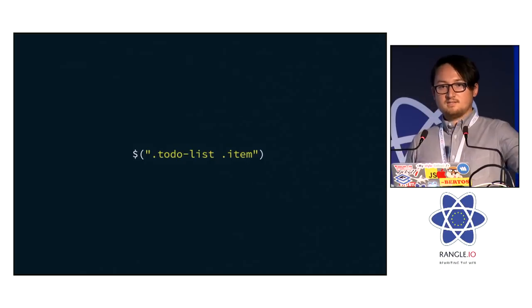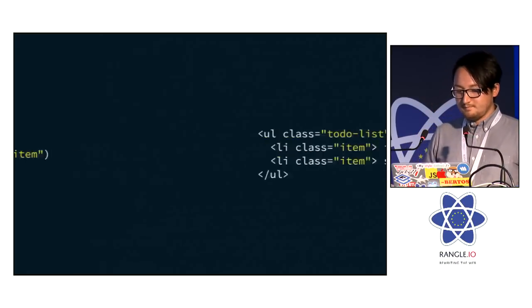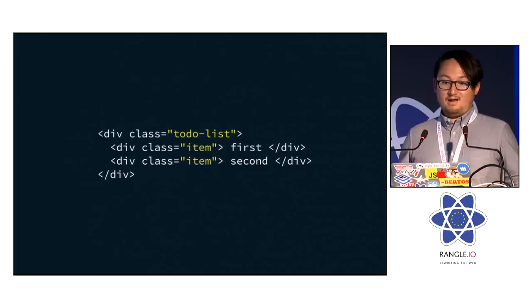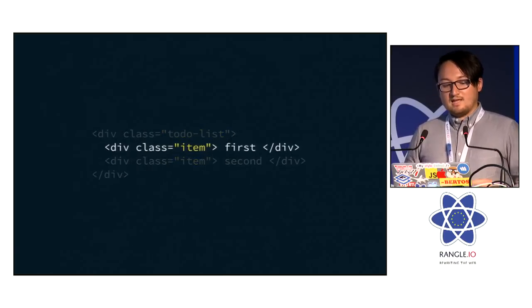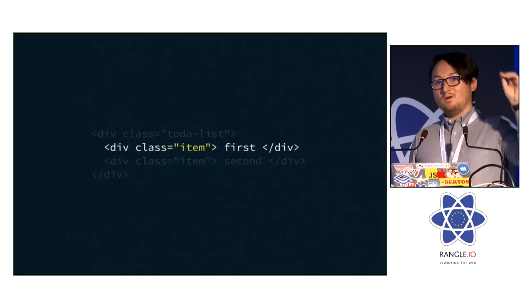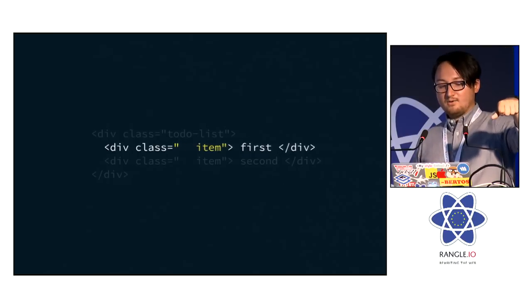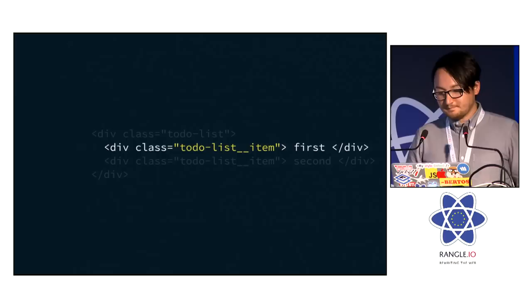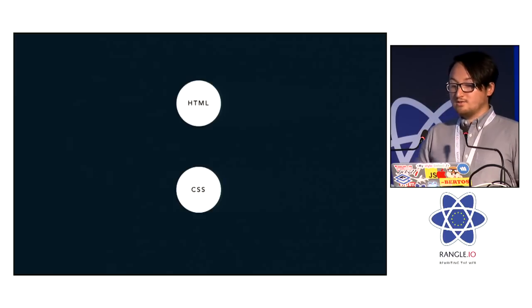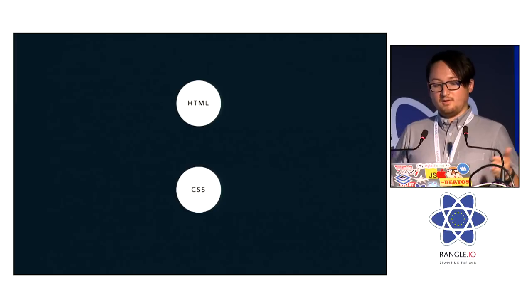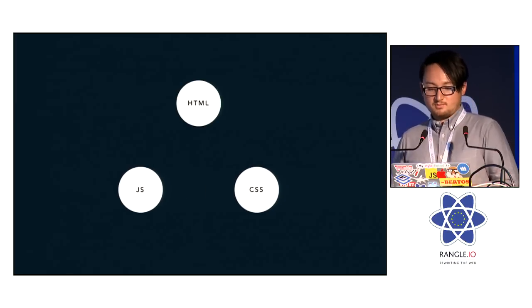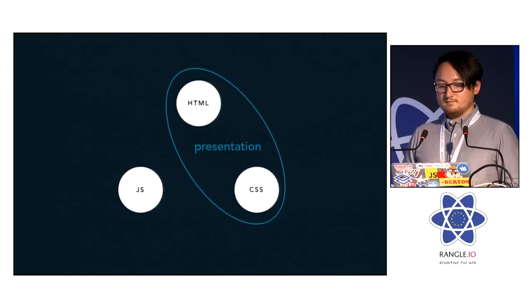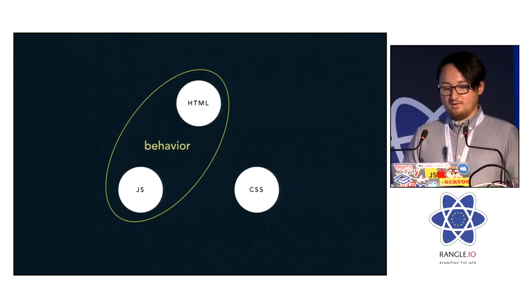We have a to-do list and then items inside of it. And so now we can have markup like this or markup like this, and it really doesn't matter, right? We took that a step further and said, oh, well, anyone can reach in and style item now, so let's just do what we always do with the browser and namespace it. So our concerns grew again from HTML and CSS to HTML, JavaScript, and CSS. And we had our concern of presentation and then behavior.